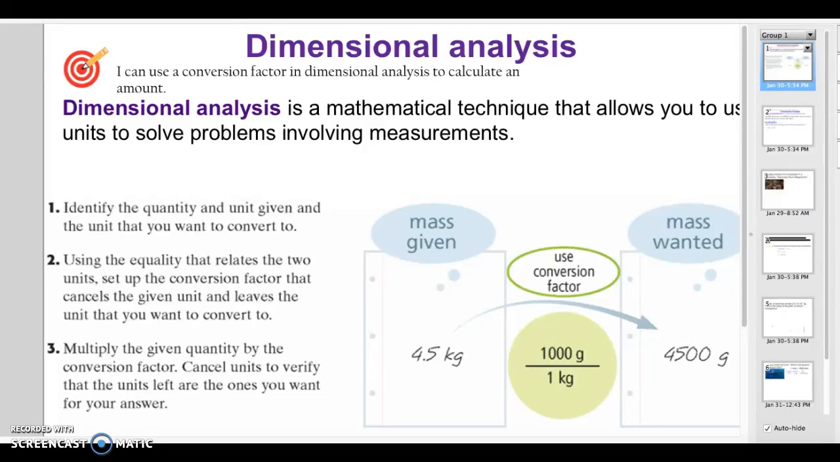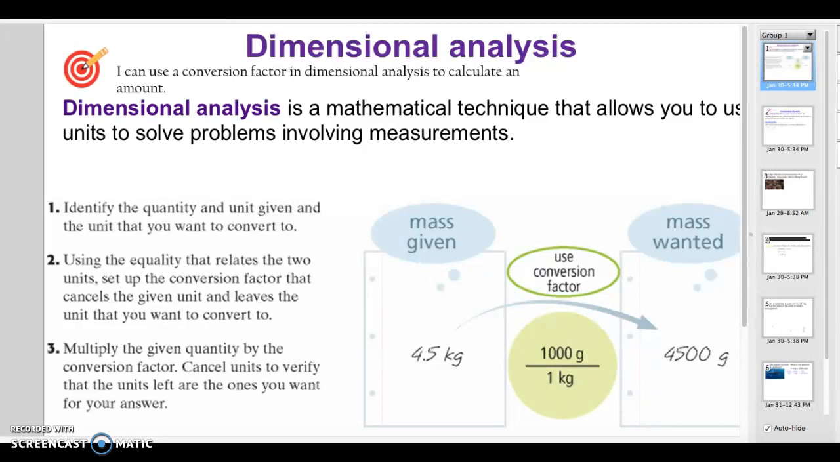Hey guys, I wanted to talk to you about dimensional analysis. I know you've done this in ninth grade. Some problems, it's possible that you could solve without dimensional analysis, just using logic. But for what we're doing right now, we want you to be using this process because we're going to be building into more difficult problems.